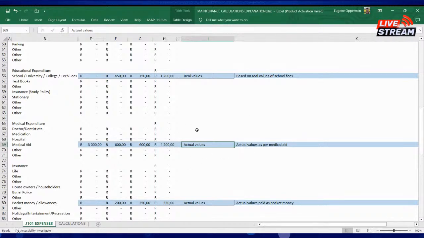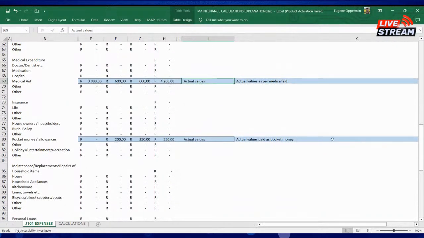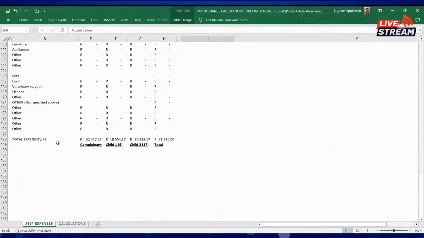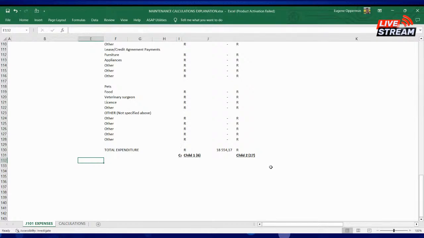And then you state there, under the comment section, how it was calculated. It is the actual figures, the actual values of the medical aid. Same goes, for example, for pocket money. And then you get to, at the end, the total column, which is obviously where you want to get at.